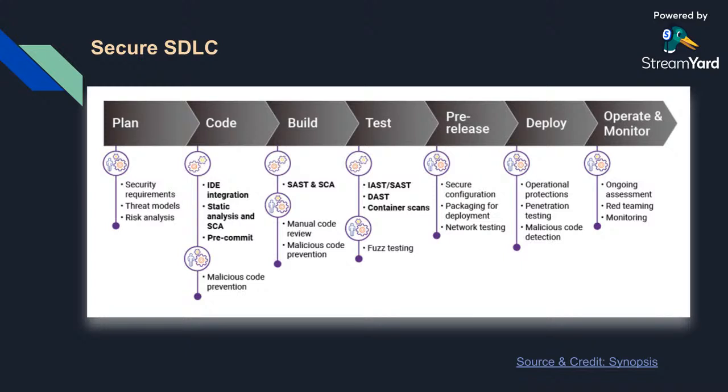That's on the build stage thing, right? Now coming to the test phase. Here in the test phase you can see IAST, that is interactive application security testing, and DAST, dynamic application security testing, and container scans, right? So first, dynamic application security testing comes when the application is ready, like it has been deployed to some environment, it can be the UAT or QA.